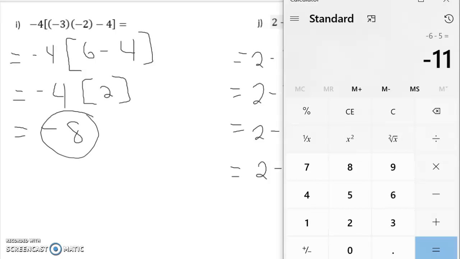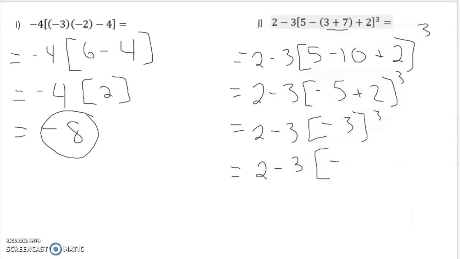So I'm not sure if this calculator can do it. I don't see the brackets. So negative 3 times negative 3 times negative 3. And the answer should be negative 27. I might have made a mistake or didn't hit my negative sign. Okay, so let's just think of it this way. Negative 27 goes inside the bracket.